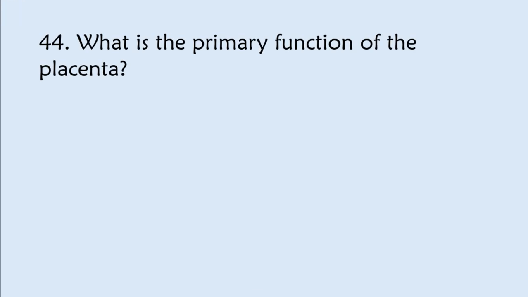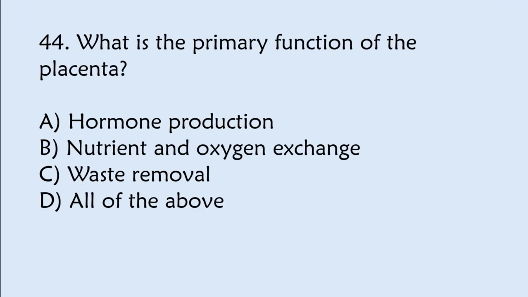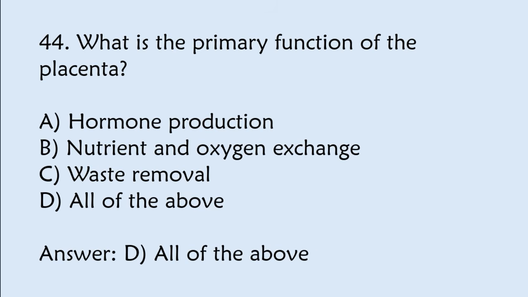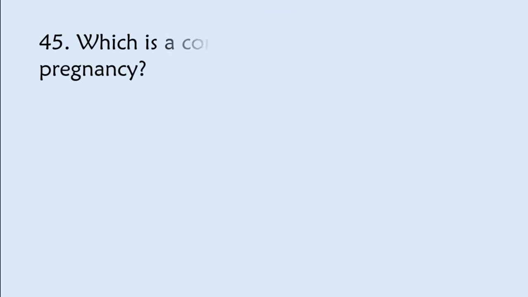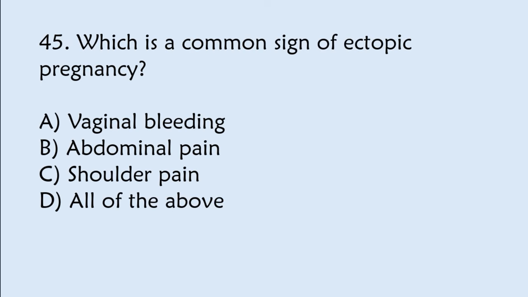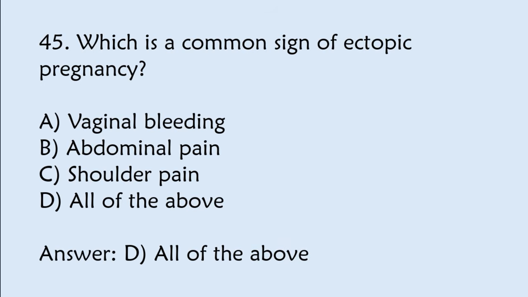What is the primary function of the placenta? Hormone production, nutrient and oxygen exchange, waste removal, all of the above. Correct answer is option D, all of the above. What is a common sign of ectopic pregnancy? Vaginal bleeding, abdominal pain, shoulder pain, all of the above. Correct answer is option D, all of the above.